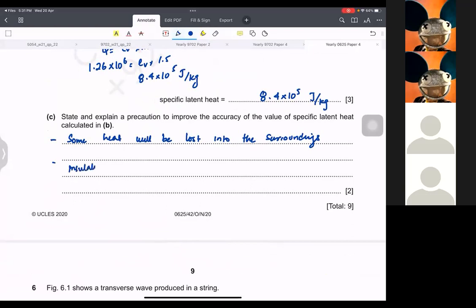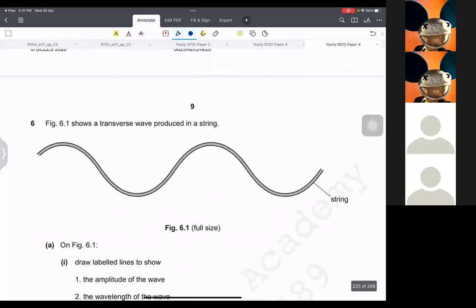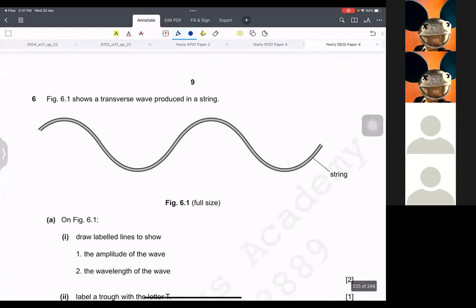Insulate the beaker with lagging. Lagging is material like woolen material, something like that. Okay. Then in this one, it says draw and label a line to show the amplitude.